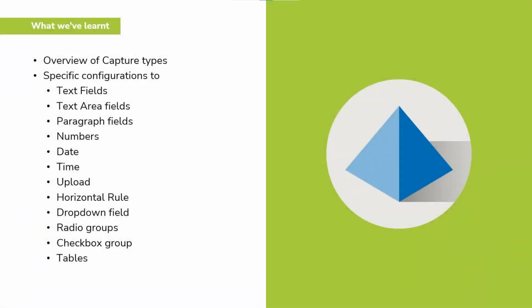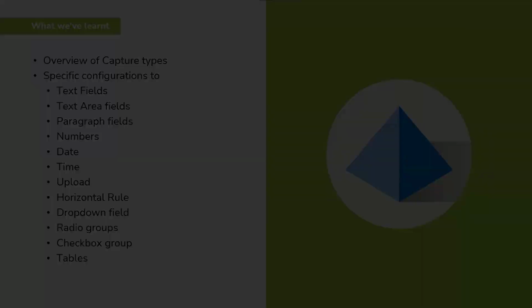So what have we learnt? Over this two-part how-to video series, we have looked at the 12 different capture types available to us to use when we are developing an Interact form. And those configuration settings for the text field, text area, paragraph, number, date, time, upload, horizontal rule, drop-down fields, radio groups, checkbox groups, and tables.